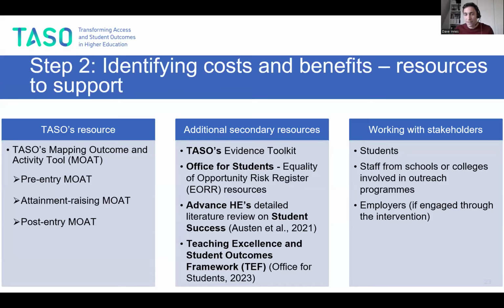So we recommend that, as well as relying on what's been written, it's very helpful to also identify stakeholders, which might include students, staff that are involved in other related programs, or employers if the intervention has an employer focus. And the staff there may include people like finance staff who may have detailed knowledge of costs that are useful to draw on. Identifying those stakeholders that you can work with early on, and including their knowledge, can be really helpful for just making sure that you've got all costs and benefits covered in this step.